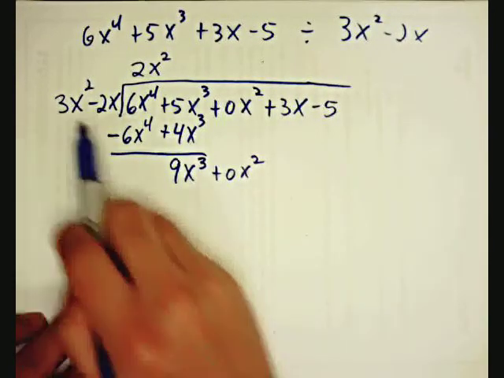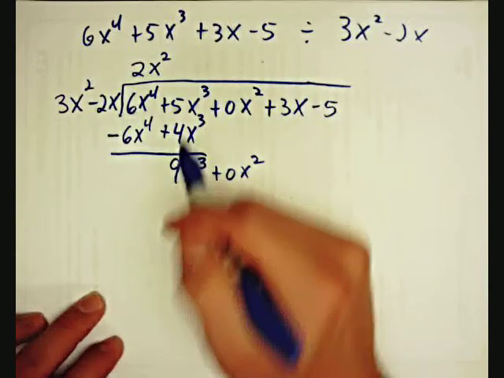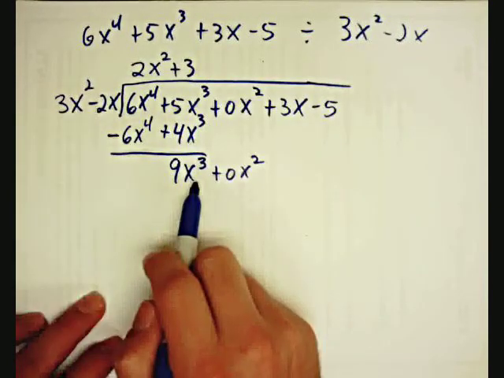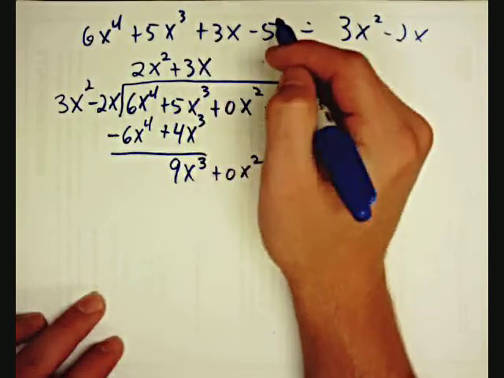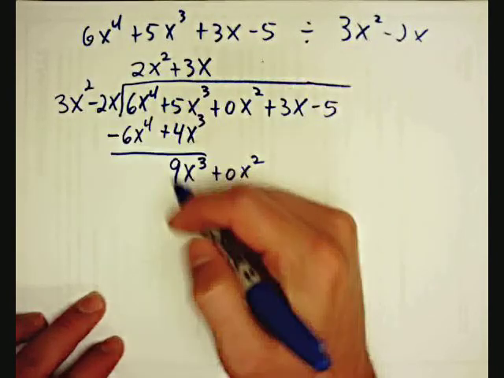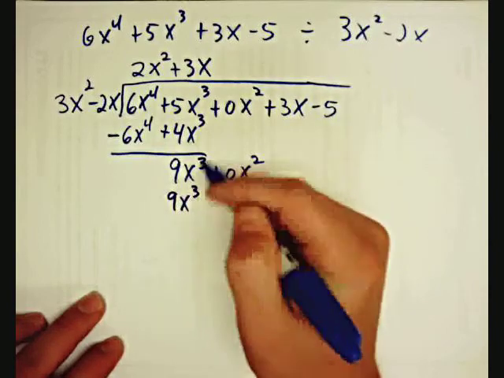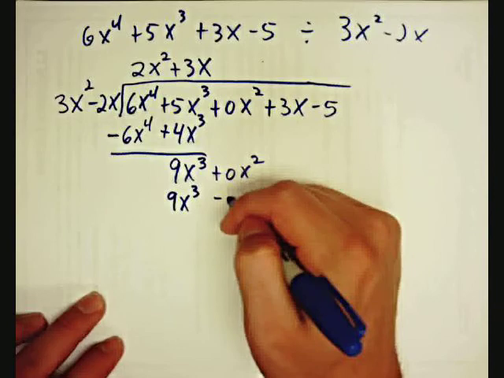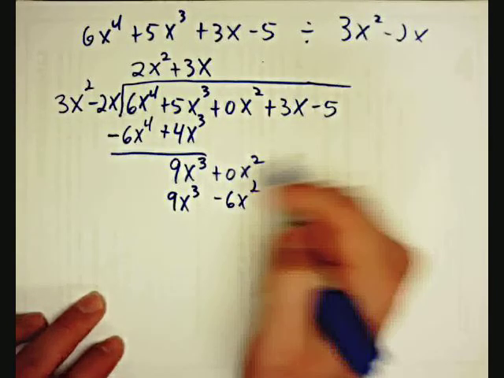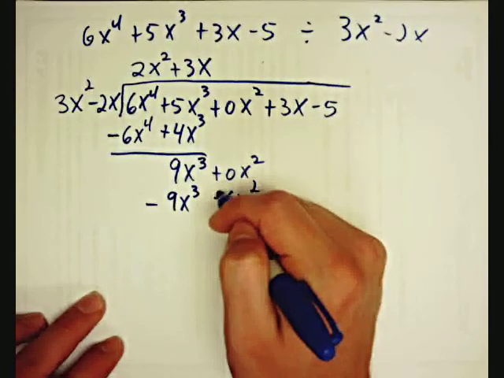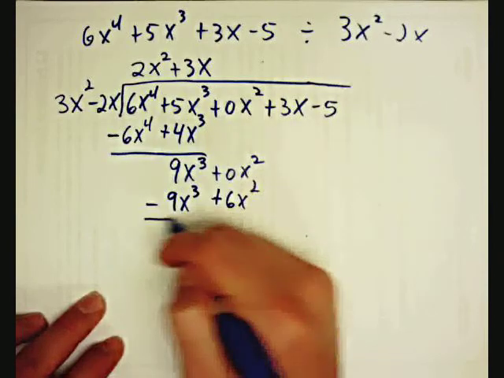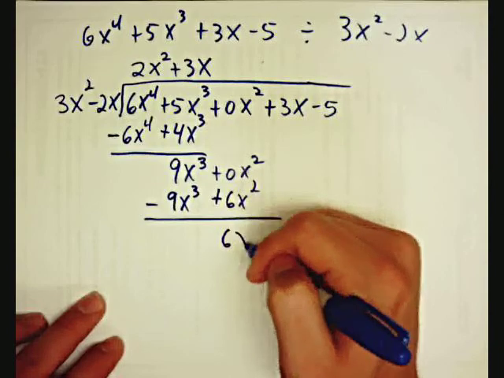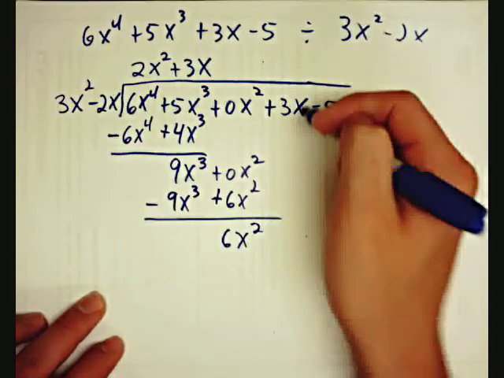Comparing 3x squared and 9x cubed, I need to multiply by a positive 3. And x squared with x cubed, I need one more x. Multiplying, we get 9x cubed. And 3x times negative 2x is negative 6x squared. Subtract a negative becomes plus. 0 plus 6 is 6. Bring down the next term.